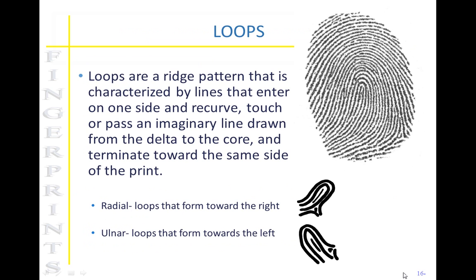A loop is a ridge pattern that is characterized by lines that enter on one side and recurve, touch or pass an imaginary line drawn from the delta to the core, and then terminate toward the same side of the print. You can see from this slide that loops can be classified into two subclasses, either radial or ulnar. Radial loops are formed toward the right. Ulnar loops are formed toward the left.